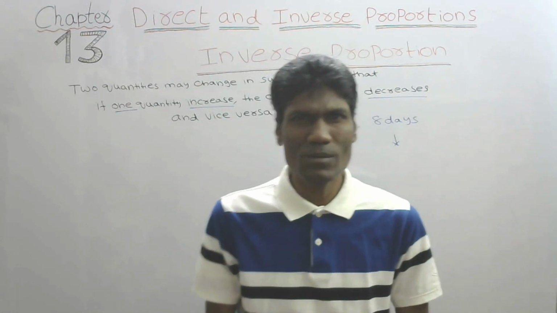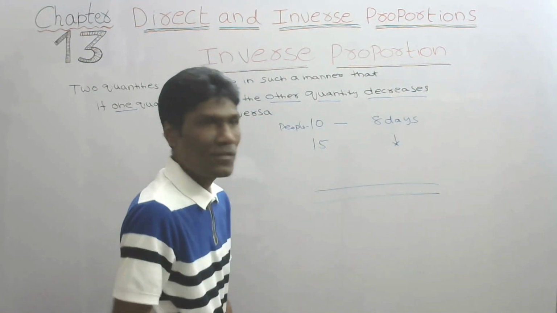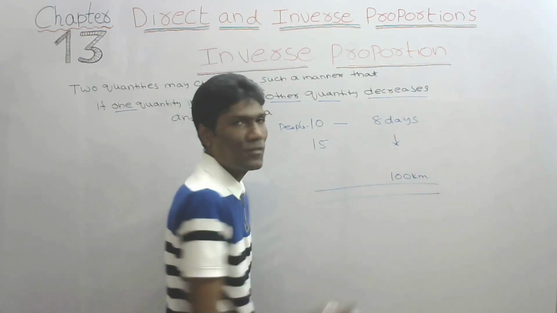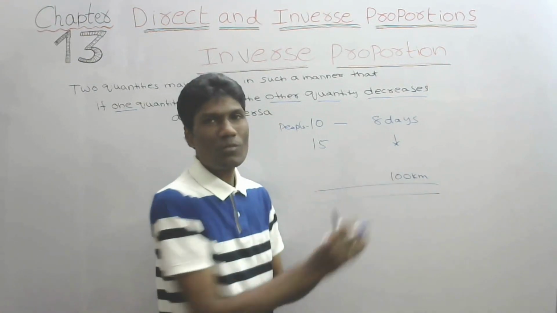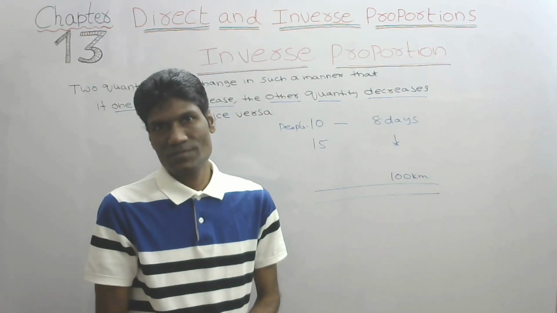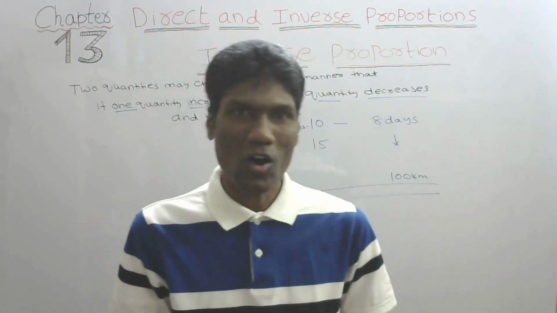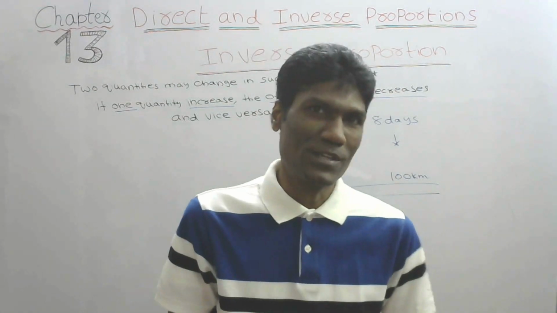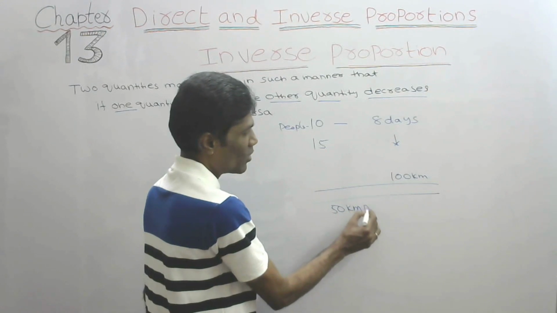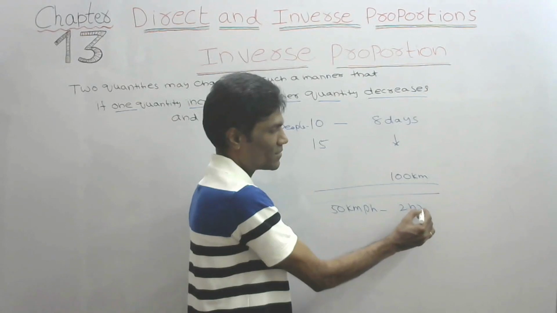Let us take one more example. Say I have to travel 100 kilometers on a road from my place to my hometown. I have a bike, and I will go at 50 kilometers per hour. With this speed, how much time will it take? It will take 2 hours.